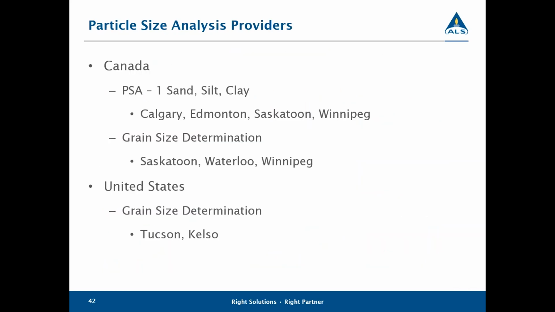So to move on to different providers within ALS, we do have a number of labs that offer the different types of determinations. The first is the PSA 1 applications, as well as PSA MUST or PSA CCME for the fine coarse classification. Most of our labs in the Prairie region do offer this type of determination, including Calgary, Edmonton, Saskatoon, and Winnipeg. For grain size determination, which is the more complex applications such as the Wentworth or the AASHTO, Saskatoon, Waterloo, and Winnipeg all offer those types of determinations.